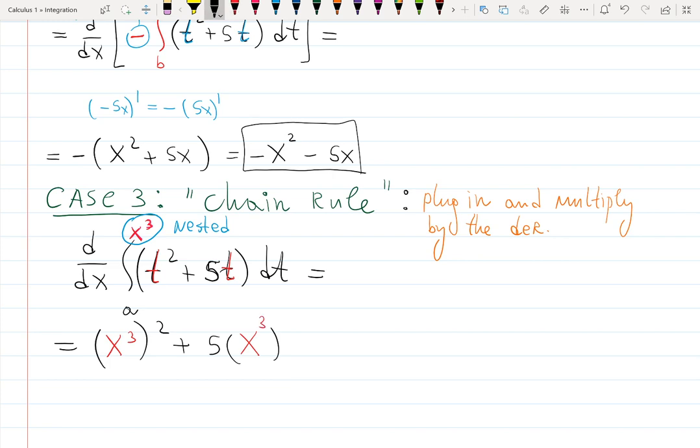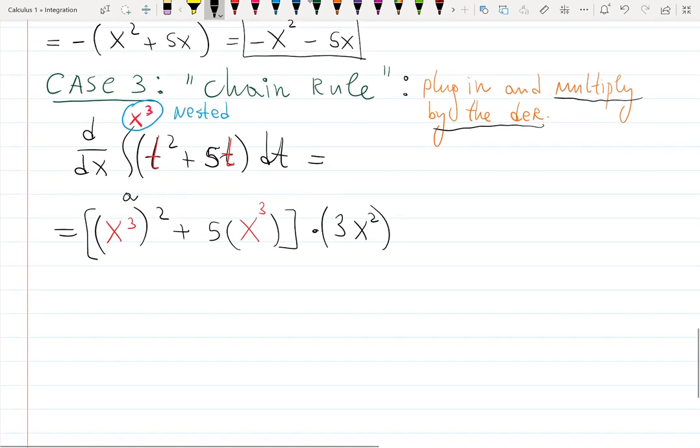You're almost done. But then don't forget the last step. And multiply by the derivative. Times derivative of x cubed is 3x squared. And this is the answer. Kinda that's all. We don't really want you to be fancy here. Don't even need to distribute if you don't want to.